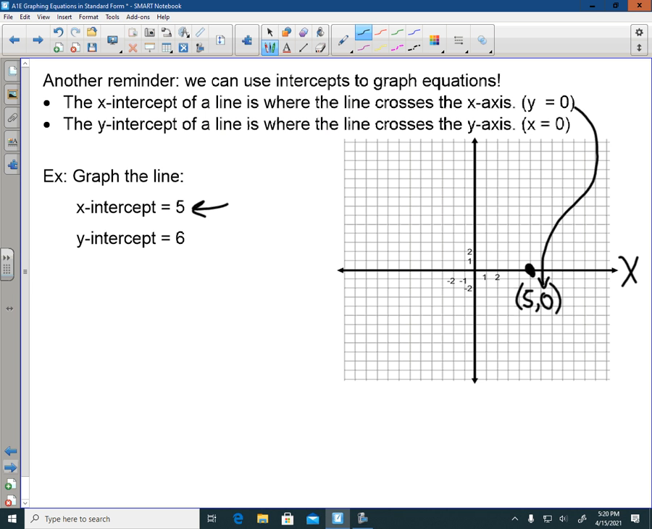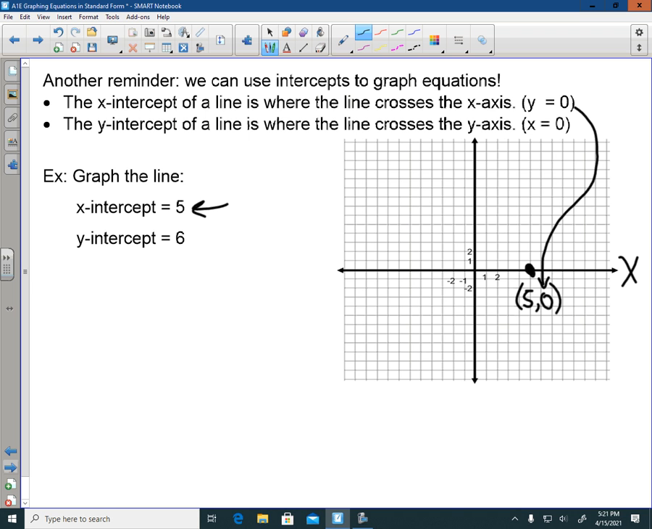Every time you have an x-intercept, y equals 0. Every time you have a point that's on the x-axis, y equals 0. So we'll hold on to that idea for just a second.